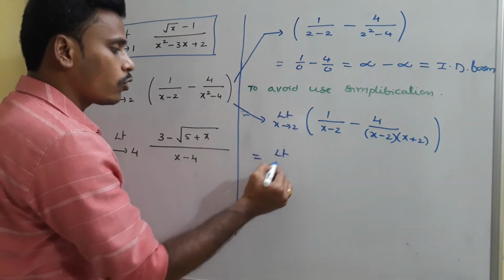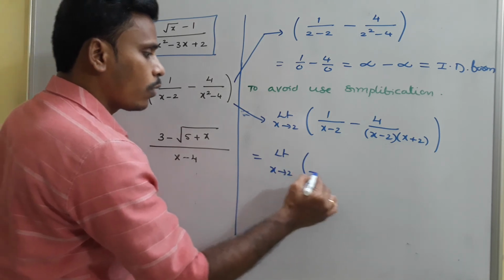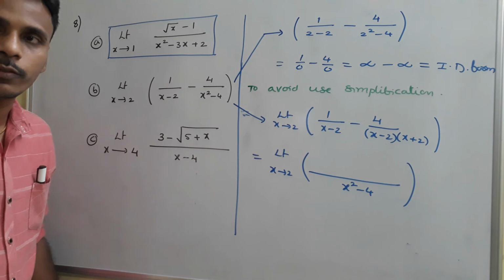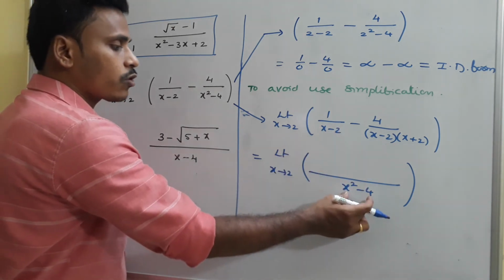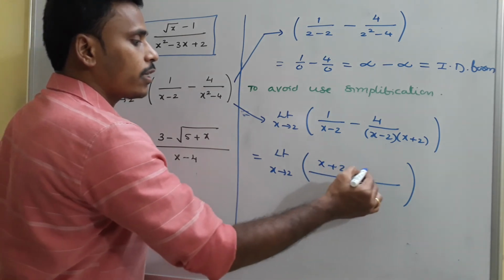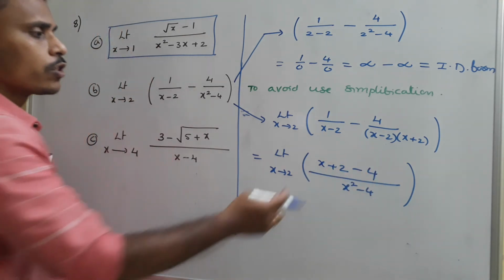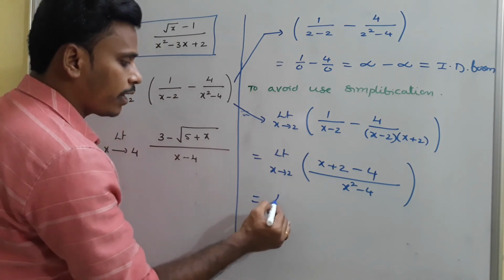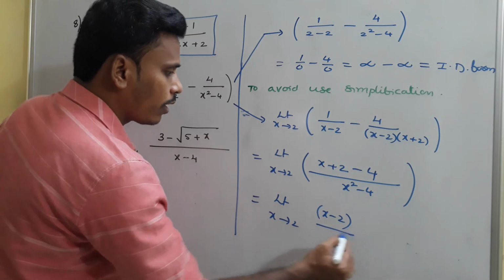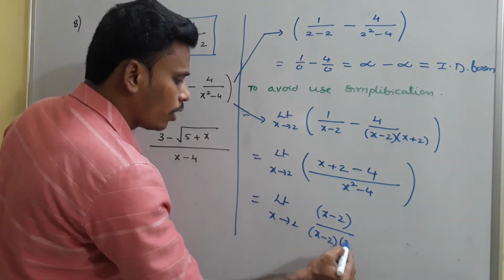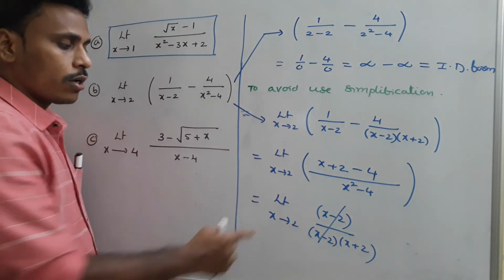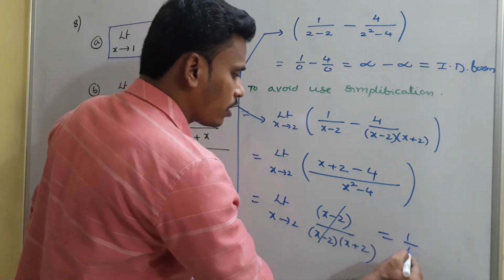So this is equals to limit x tends to 2. What is the denominator? x square minus 4, or x minus 2 into x plus 2. Since here I have x square minus 4, x minus 2 is there, and this is x plus 2 minus 4. So x plus 2 minus 4 is what? x minus 2. So limit x tends to 2, x minus 2 divided by x minus 2 into x plus 2. These two will get cancelled. 1 by x plus 2, and replace x with 2. Your answer is 1 by 4.